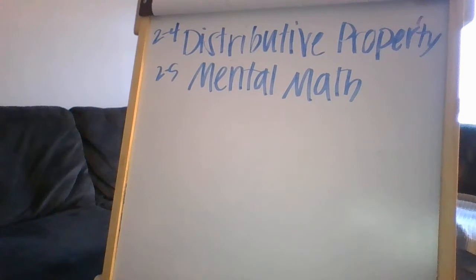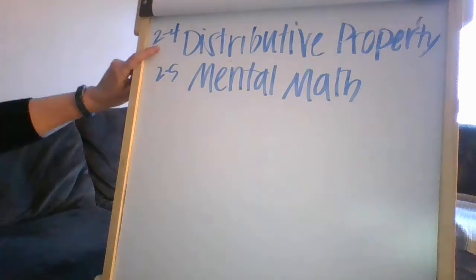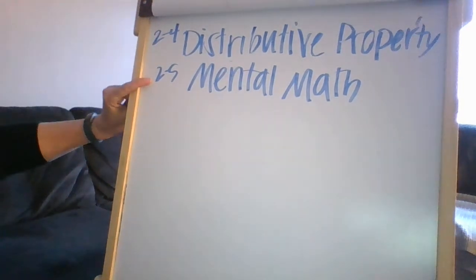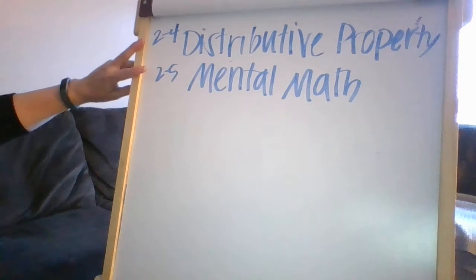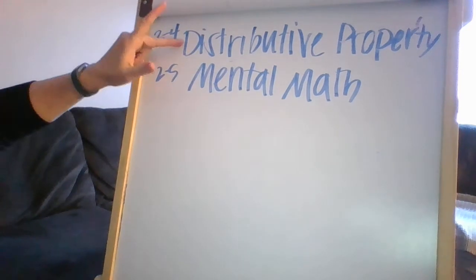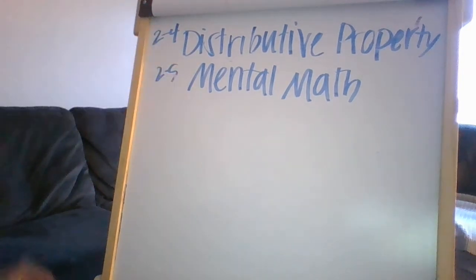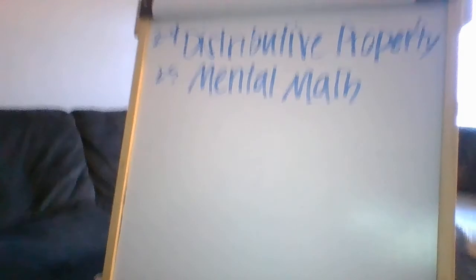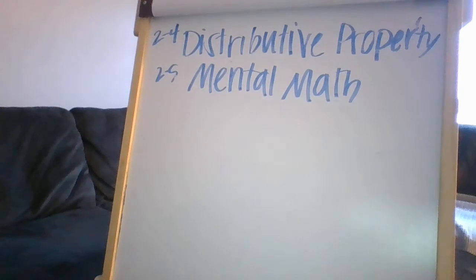All right, sixth graders, another day, another math lesson. Today we're going to be combining two different lessons. We're going to be taking a look at 2-4, which is the distributive property, and 2-5, which is mental math. These work really well together because we're going to be using the distributive property to do some of our mental math.